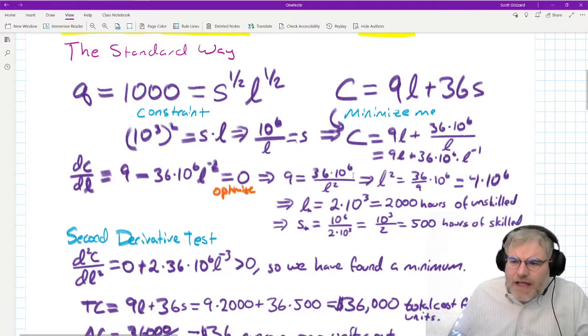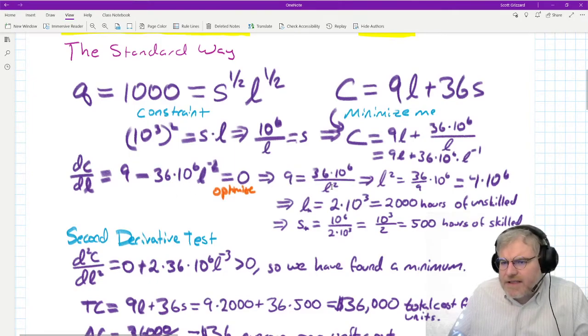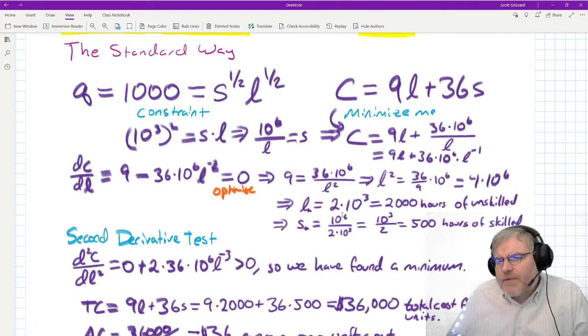So after I take the derivative and set it equal to 0, I get these equations right here, right? I move this bit over to the right side and rewrite it so that the L squared's on the bottom instead of an L to the -2. I multiply both sides by the L squared and I divide both sides by the 9 and I get this. So I wind up with the fact that L squared is going to equal 4 times 10 to the 6th. And then I square root both sides. 4 is a nice number to take a square root of. So I wind up with 2.